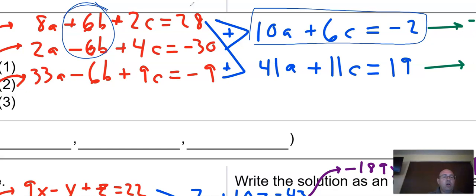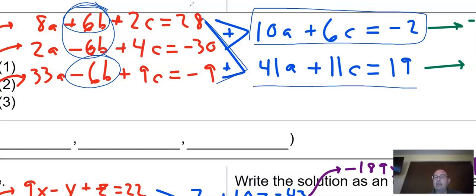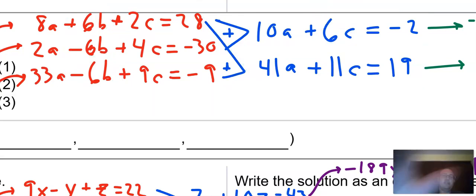Then I said, oh, look, I got a positive 6b and a negative 6b. So I'll take the first one and the third one and add them together. Okay, so when I do that, I get this equation right here. All right, so now you're saying to yourself, I got to do more elimination, and none of those are nice numbers. Well, you are exactly right.